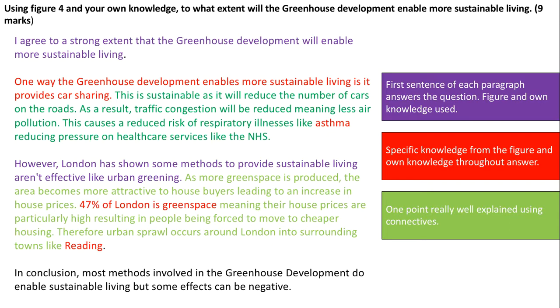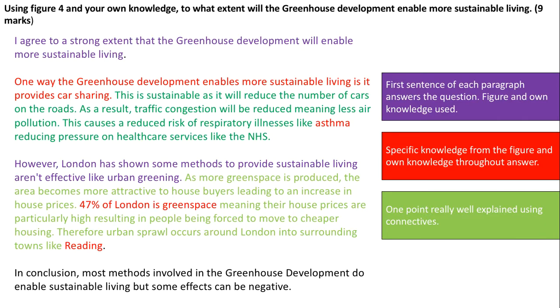So what we can see there is she's using phrases like therefore and meaning to expand on her explanation. She's also got specific knowledge, so we can see she's used Reading. I've highlighted it in red where she's used specific knowledge. Reading, we got place names, and we got facts. 47% of London is green space. Great.